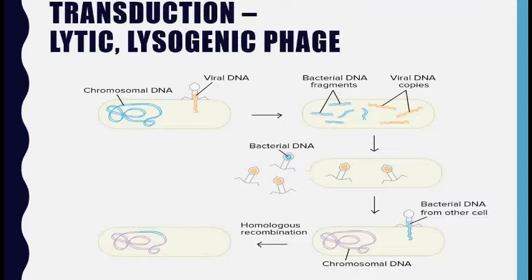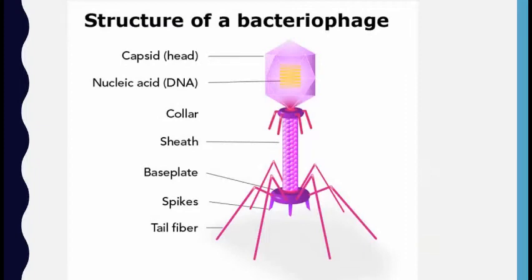So, bacteriophages, ganito yung structure ng bacteriophage. Meron siyang capsid or yung head niya. It is icosahedral. So, it has 20 faces. Ayan. And inside the capsid, we have there the nucleic acid. It may be a DNA or it also be an RNA. So, we have there the collar. Ito yung collar niya. The sheath or the tube kung saan dumadaan yung DNA palabas. We have the base plate, spikes. Yung spikes yung tumutusok kapag sa host. And then we have here the tail fiber.